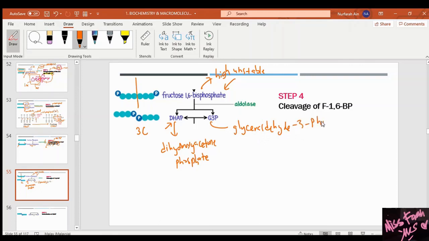3-phosphate, or G3P. Okay, so this fructose 1,6-biphosphate is split or cleaved into 2 three-carbon molecules or fragments, which are dihydroxyacetone phosphate and G3P, glyceraldehyde 3-phosphate, and the enzyme that catalyzes this cleavage of fructose 1,6-biphosphate is called aldolase. And the reason why it's called aldolase is because this reaction of cleaving fructose 1,6-biphosphate is actually the reverse of aldol condensation. So condensation is when you're putting things together, so when you say in reverse, meaning that you break it down.